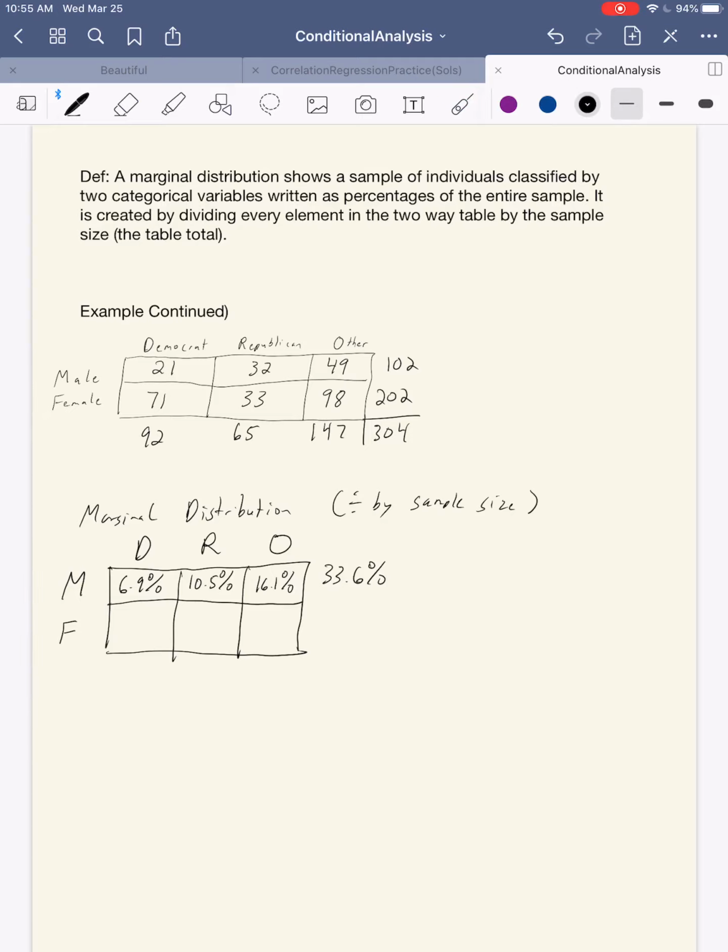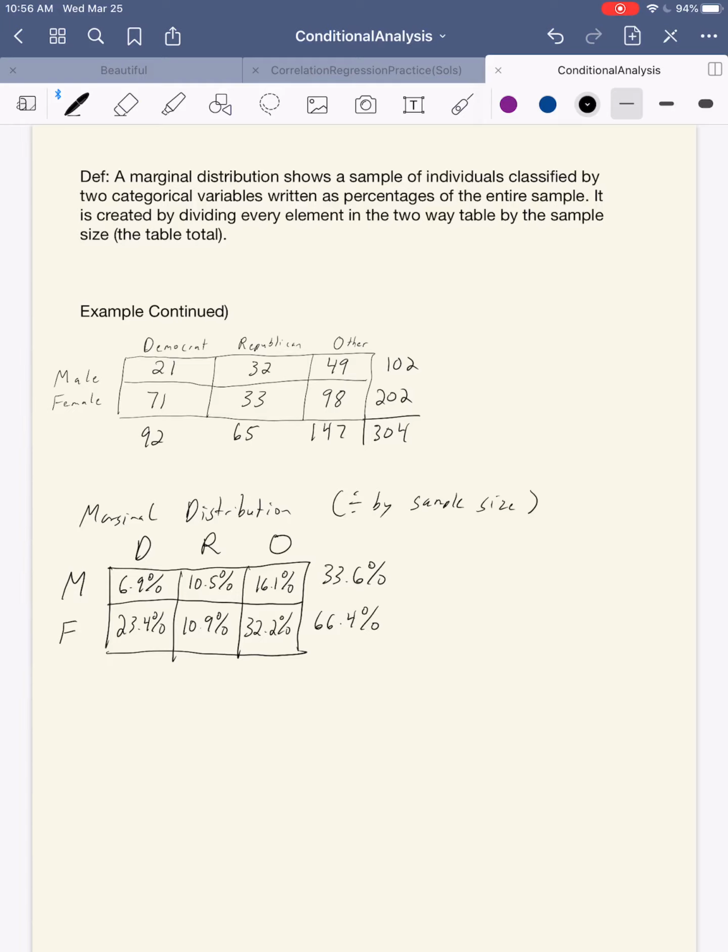All right, so let's fill in the other pieces. Now 71 divided by 304 gives us 23.4%. Then 33 divided by 304, we get 10.9%. And then 98 divided by 304, we get 32.2%. Then we can take our 202 and divide by 304, and we should get 66.4%. Then we can fill in those column totals.